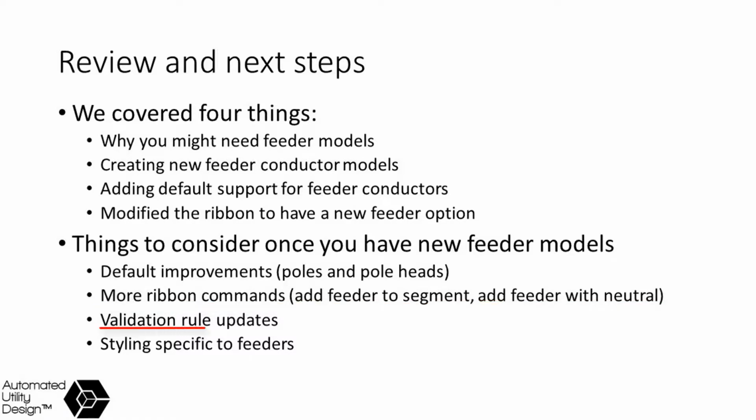Validation rule updates. It's likely that existing validation rules may need to be updated. For example, some components are only supposed to be connected to feeders, or just feeders and primary lines, and your validation rules should be improved to reflect this. In addition, your utility may display or style feeders differently from primary conductors. You may want to define new styles within the conductor feature class and then update the conductor styling rules to take advantage of these new styles.